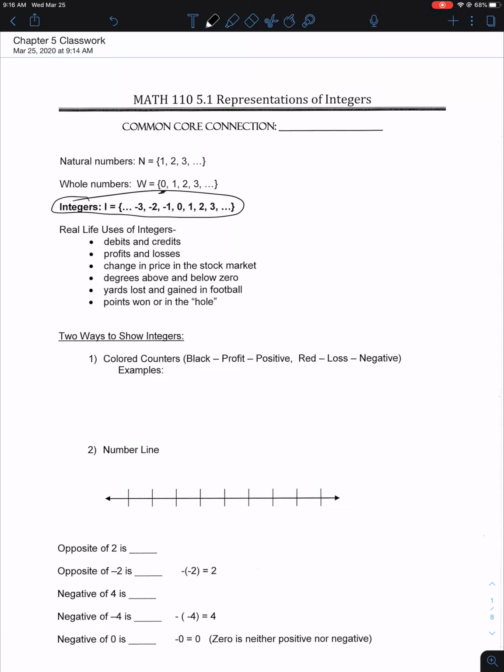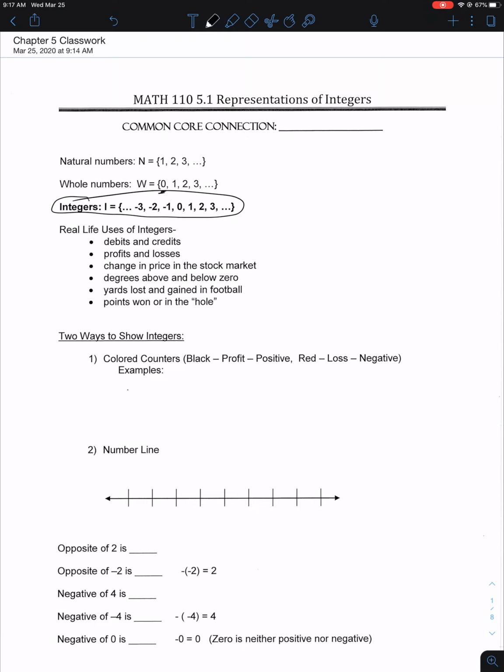There are instances where we use negatives all the time: when it comes to money, the stock market, temperature, football, anything related to positives and negatives. So we're going to represent integers two different ways. In this case, we're thinking of black as positive and red as negative.